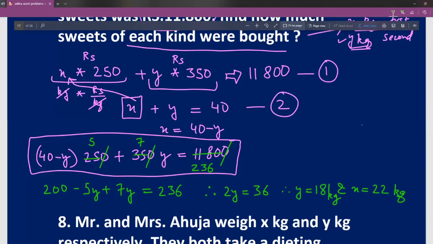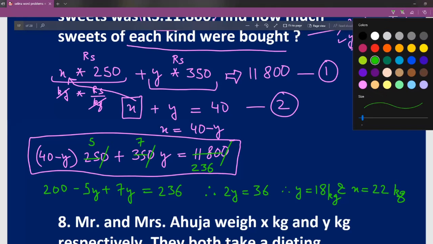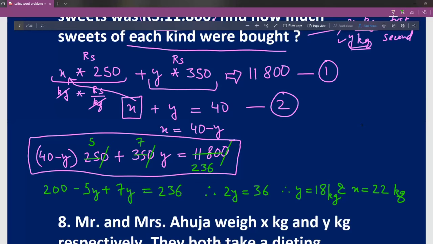Let me explain what I have done. Whenever you see such big equations, always try to cancel the common factors. The first thing that I did was I cancelled 10 from both sides. Second thing that I did was I took 5 common from both sides. So 5 5s are 25, 5 7s are 35, 5 2s are 10, 5 3s are 15, 5 6s are 30. So basically, from this equation I actually took 50 common from both sides.